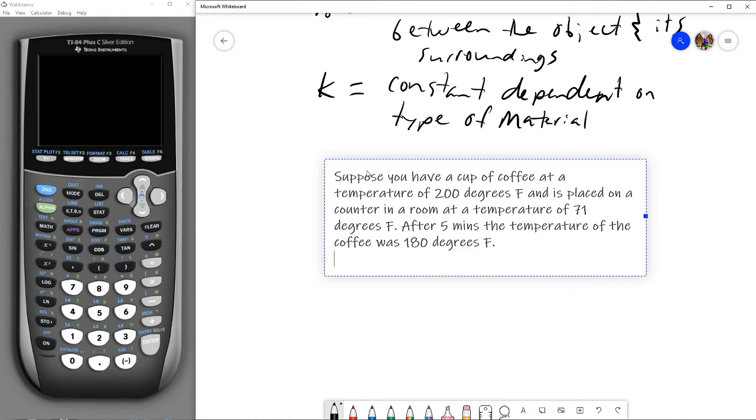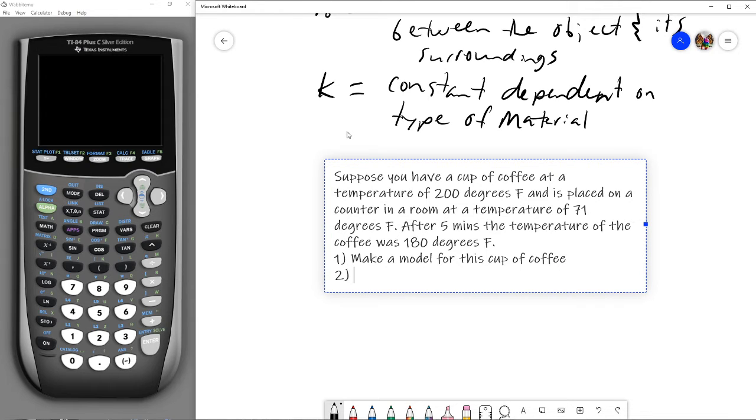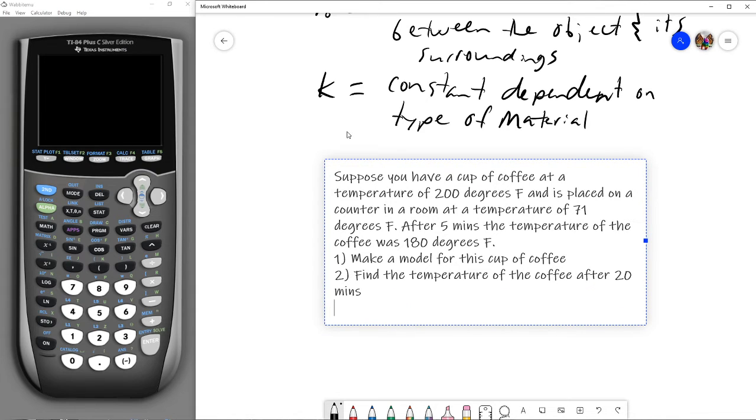So far we have a nice little paragraph. Suppose you have a cup of coffee at a temperature of 200 degrees Fahrenheit and is placed on a counter in a room at a temperature of 71 degrees Fahrenheit. After 5 minutes, the temperature of the coffee was 180 degrees. So now let's come up with some questions. One, make a model for this cup of coffee. Two, find the temperature of the coffee after about 20 minutes.